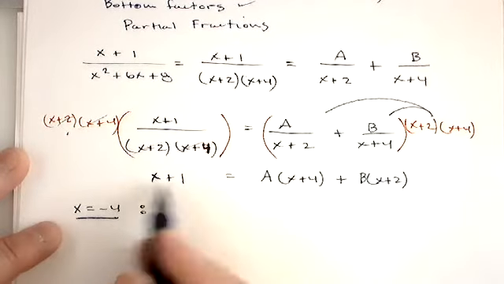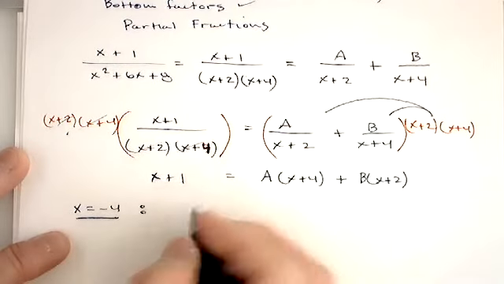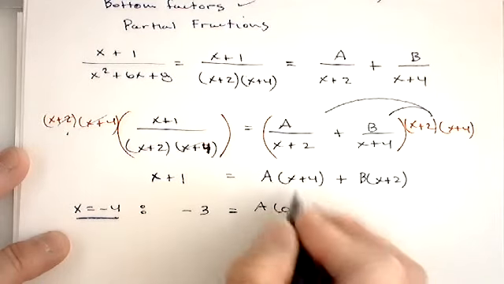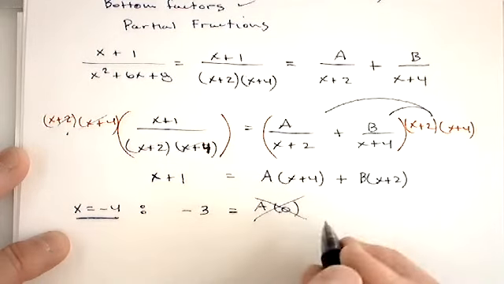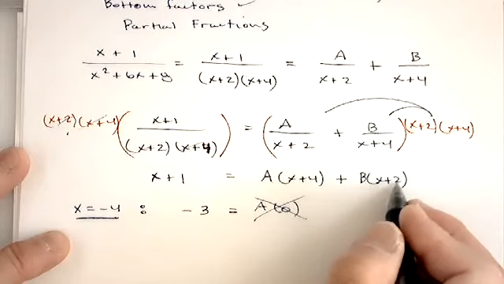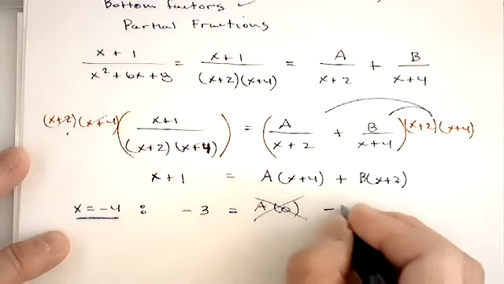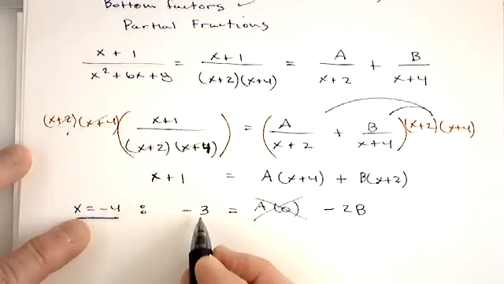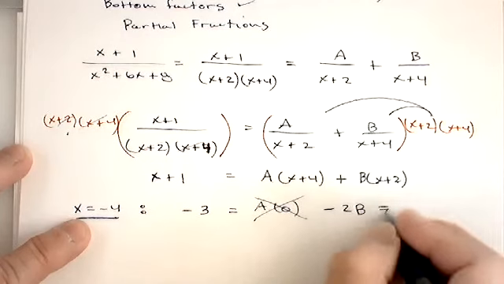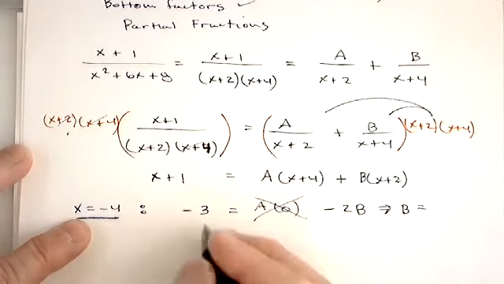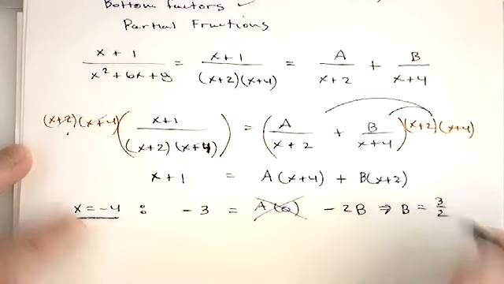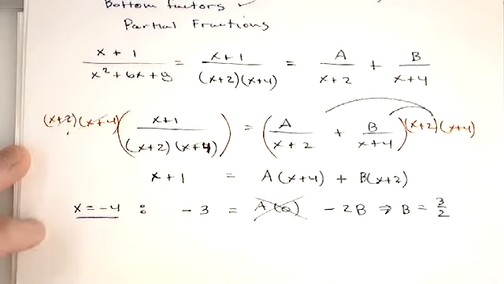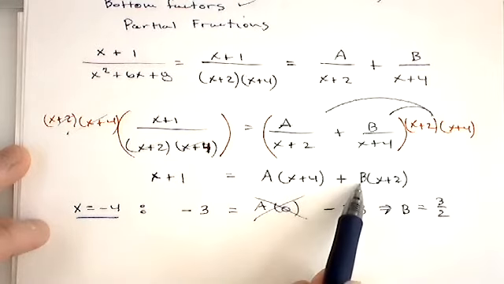If x is -4 on the left side, I get -4 plus 1 is -3. I get A times 0, right? That's why I chose -4, because it's going to wipe out that term. And then -4 plus 2 is -2, so B times -2. And right away, I see that -3 equals -2B. So what would B have to equal? If I just divide by -2, B is equal to 3/2. So I've got B.